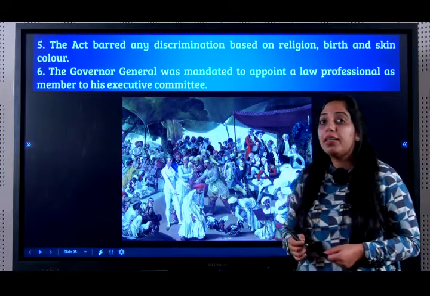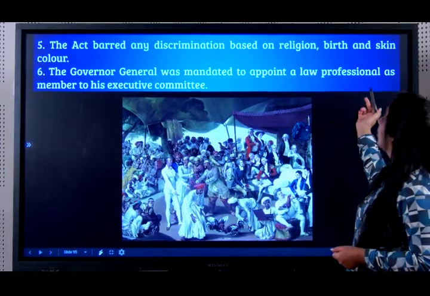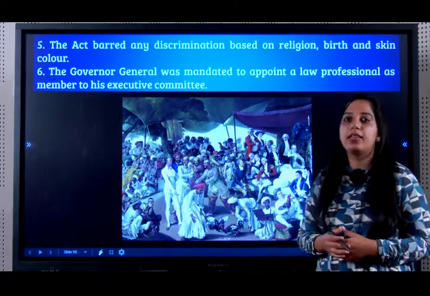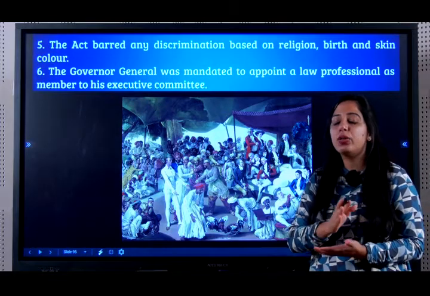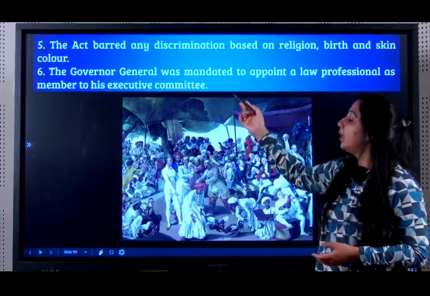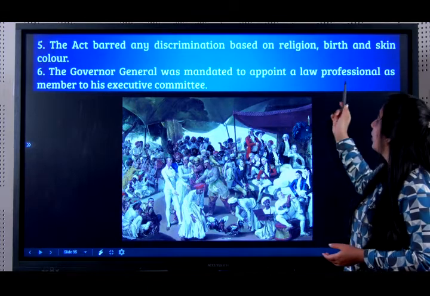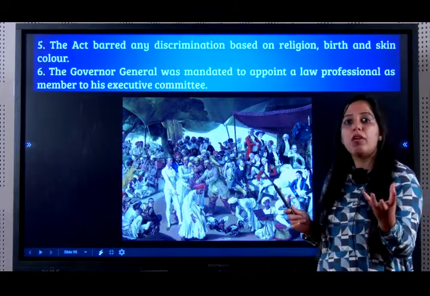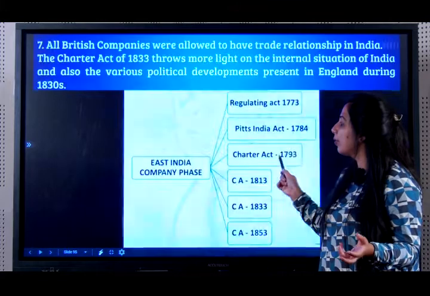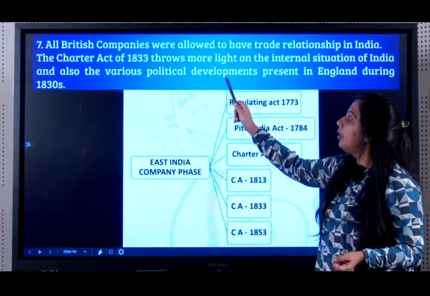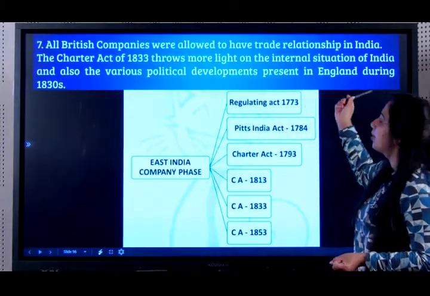The act barred any discrimination based on religion, birth and skin color. They said no discrimination. The Governor General was mandated to appoint a law professional. There was supposed to be a law member in his executive committee. All British companies were allowed to have trade relationship in India.